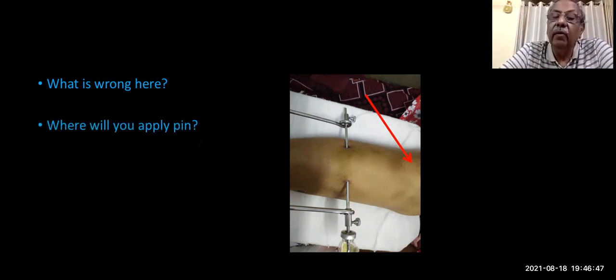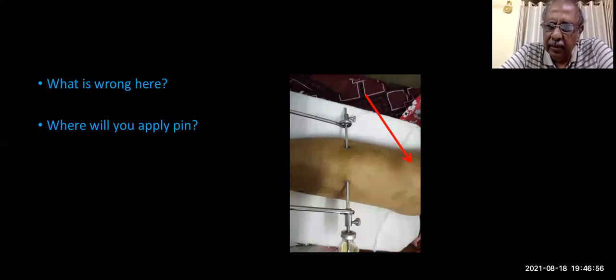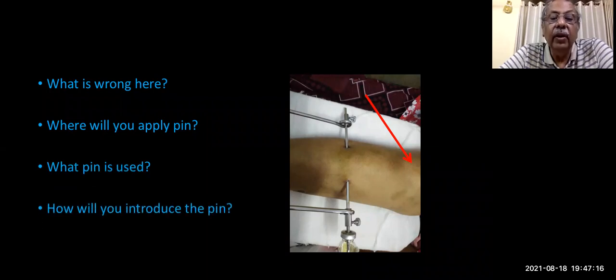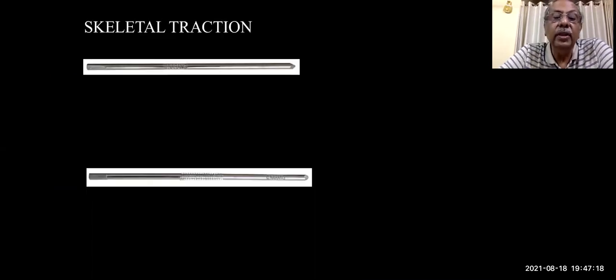Then they will ask you how will you apply the Steinmann pin. So you should know how to anesthetize it, what type of incision is used. Studies show that the cruciate incision is much better than a longitudinal or a transverse incision. Then after infiltrating local anesthetic even up to the periosteum, you will have to put the Steinmann pin, usually using a hand drill. What is the pin that is used and how will you introduce the pin? These are the common questions that are asked.